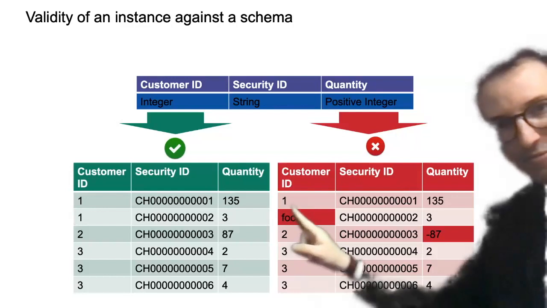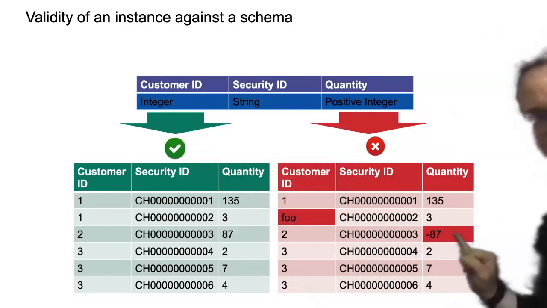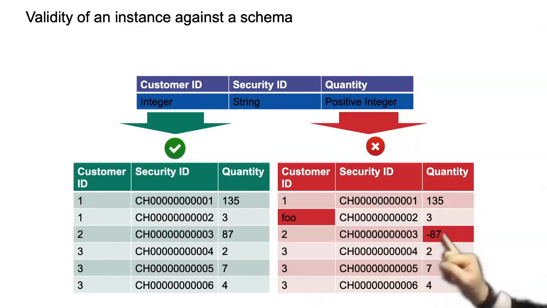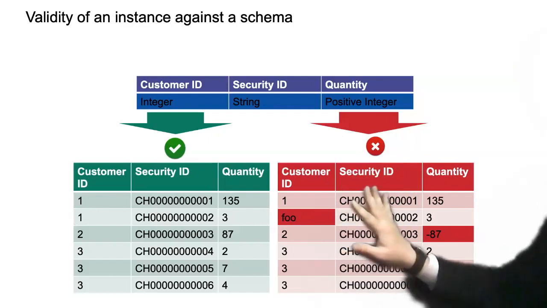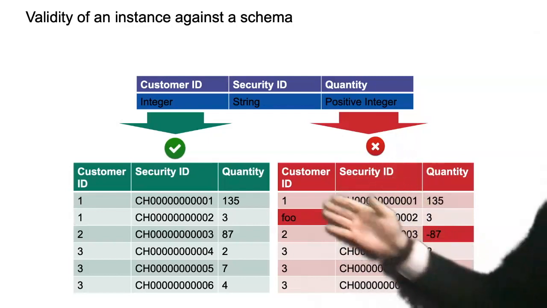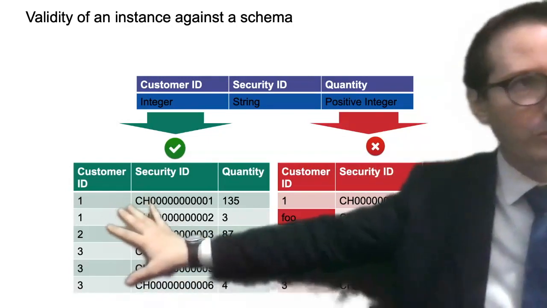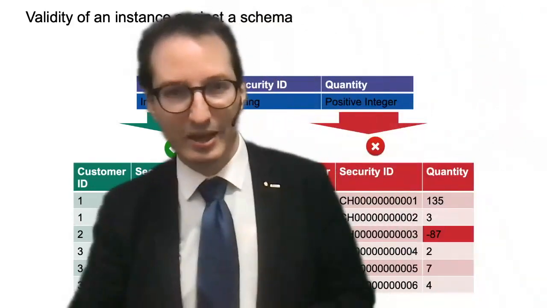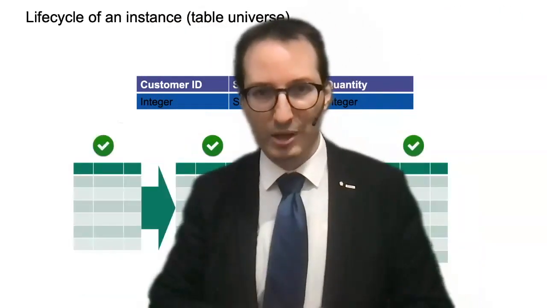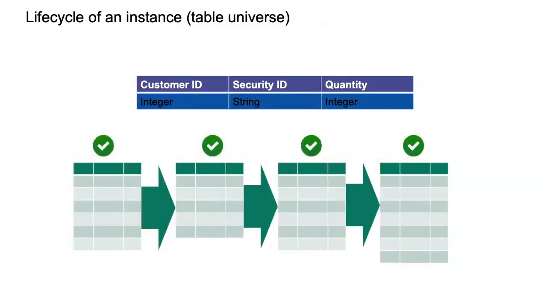But here you see you have something in customer ID that is not an integer. And you have something in quantity that is negative, right? So this would be invalid. In fact, PostgreSQL or any database management system would reject this, would not even let you do it, but this it would accept. So it puts a lot of safety nets in there that prevent you from doing things you don't want.